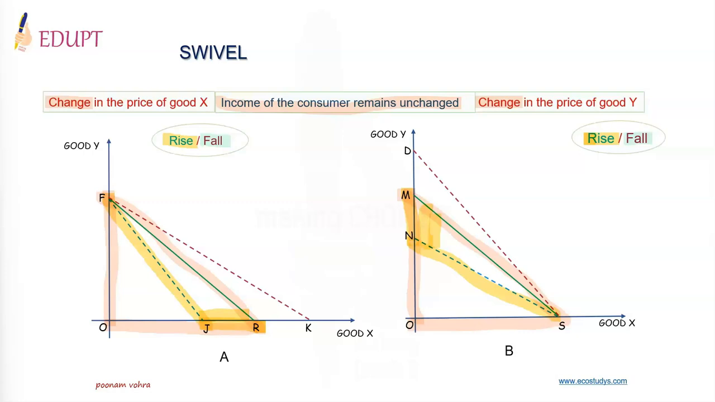With fall in price of good X, now more of good X is purchased, and hence the budget line will swivel towards its right. The increase in the purchase of good X is from OR to OK. Similarly, if there is fall in the price of good Y, the budget line would swivel towards its right, representing an increase in the purchase of good Y from OM to OD.